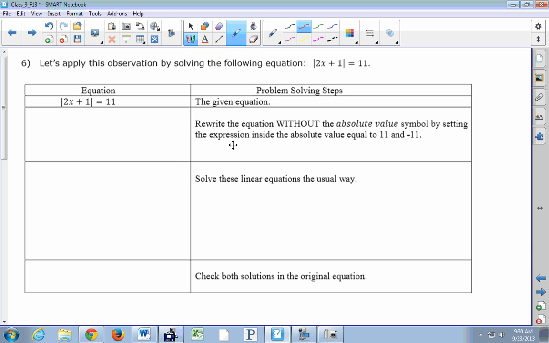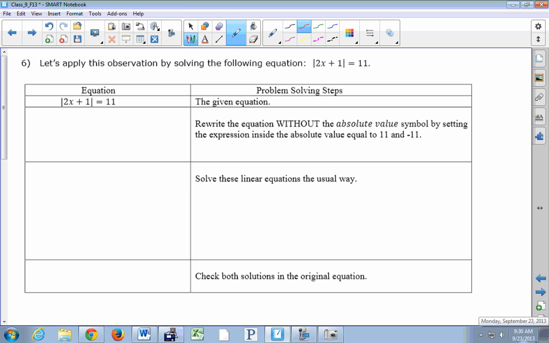And if you want, you could do the substitution thing here. You could say let u equal 2x plus 1, and just solve that as absolute value of u equals 11. So the stuff inside u would equal positive 11, or the stuff inside would equal negative 11, and then resubstitute. This substitution idea is a great strategy in algebra throughout any class you take from this point on. Okay, so let's rewrite this without the absolute values by setting the stuff inside.